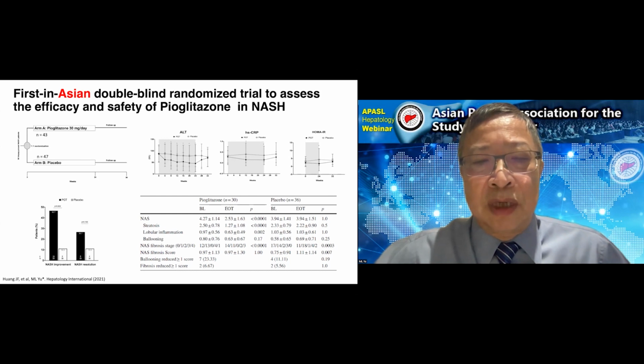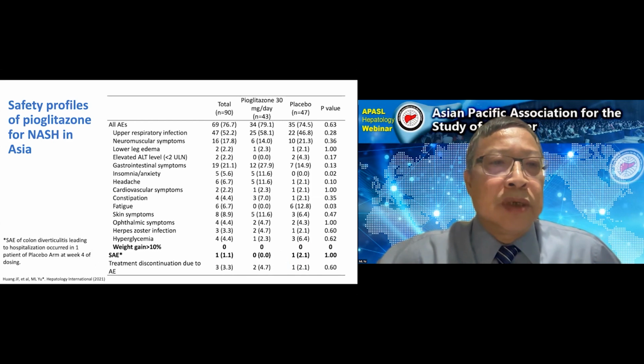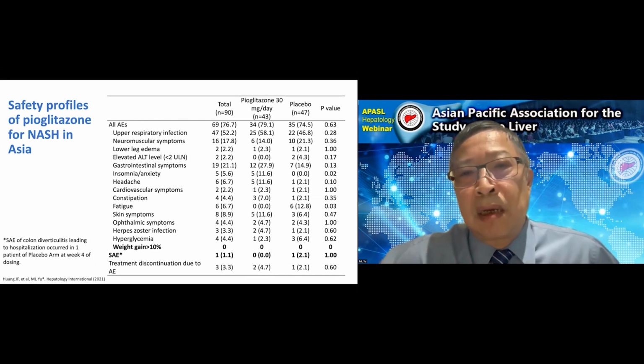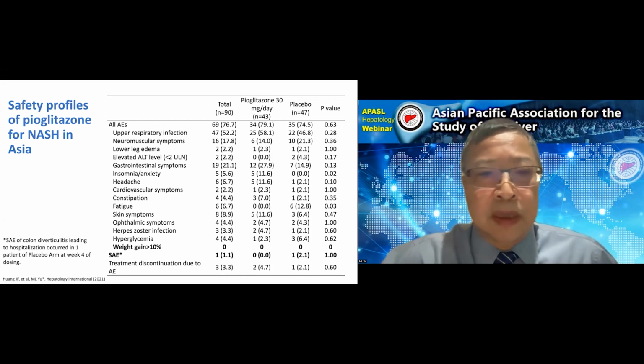Again, in the histology, you can see pioglitazone could improve the steatosis and inflammation, but not the hepatocyte ballooning, and also not the fibrosis status. When looking at the safety profile, you can see the adverse events were comparable between the two groups, pioglitazone and placebo. And interestingly, we did not observe body weight gain or fluid retention in the pioglitazone patients, which was quite different from the studies from Western countries.